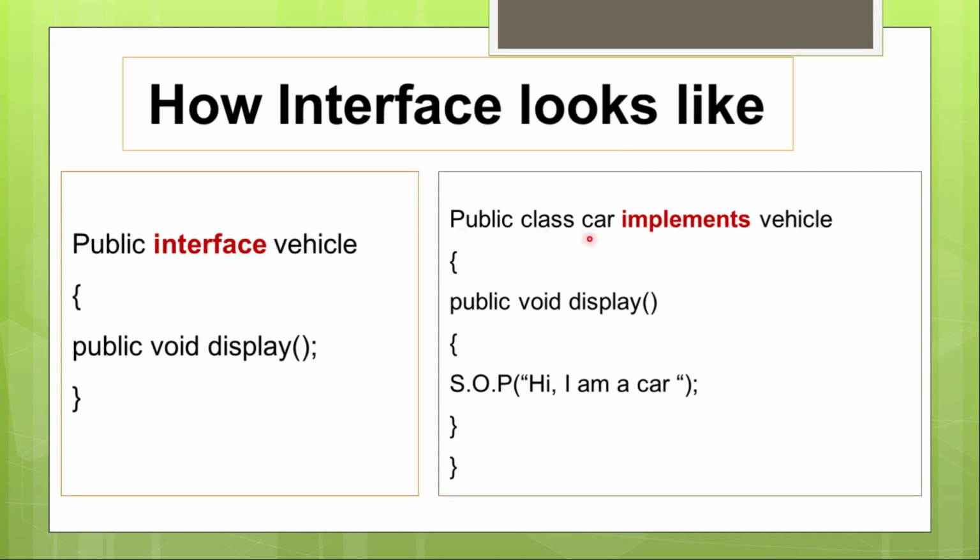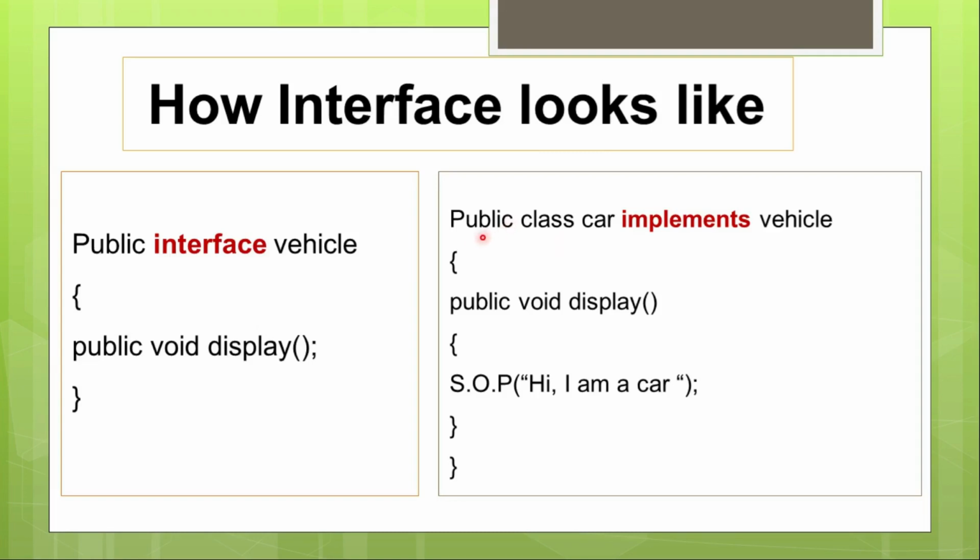Now, any class which wants to implement this interface can do that like this. Here there is a class called car, implements vehicle. I'll tell you now what this line means. Car is telling vehicle like this: my dear vehicle, I know you are an interface, and it's a promise, a commitment, that whatever abstract methods are defined inside you, I am going to implement. You don't worry. This is a promise made by the class car.